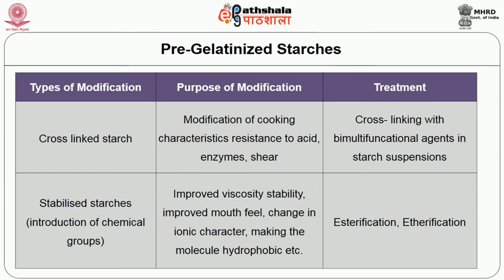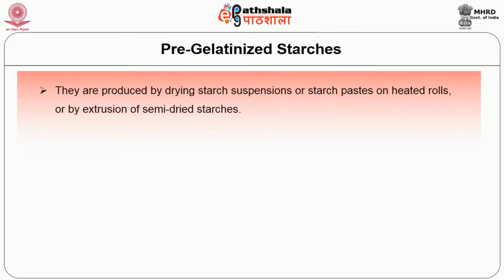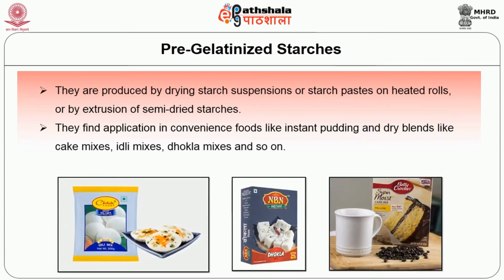the treatment. They are produced by drying starch suspensions or starch paste on heated rolls, or by extrusion of semi-dried starches. They find application in convenient foods like instant pudding and dry blends like cake mixes, idli mixes, dokla mixes and so on.